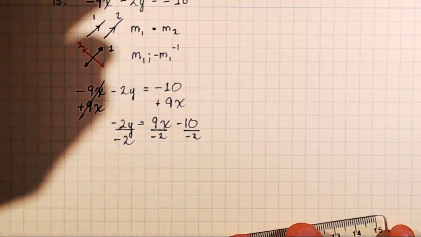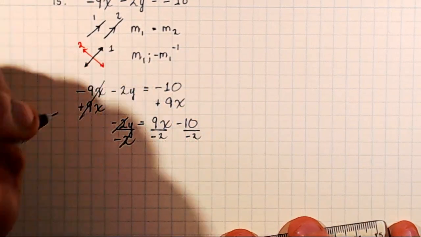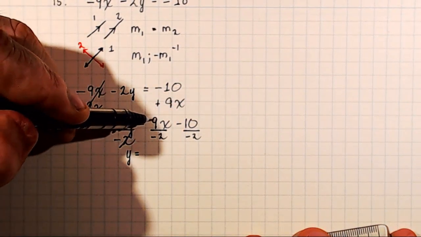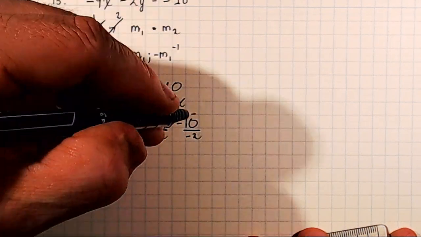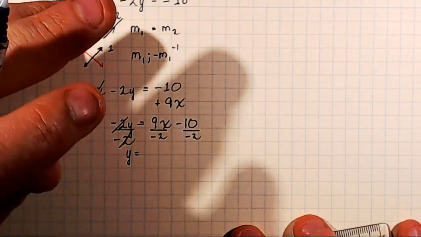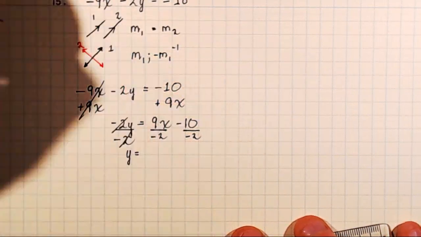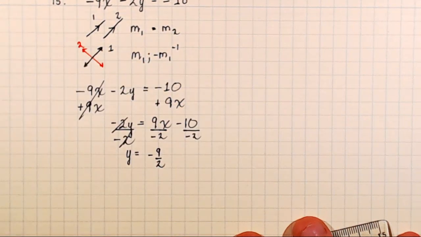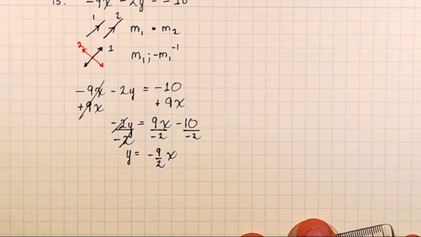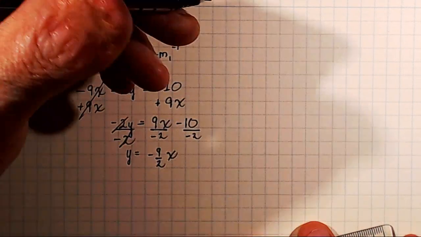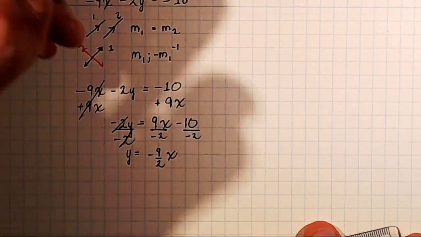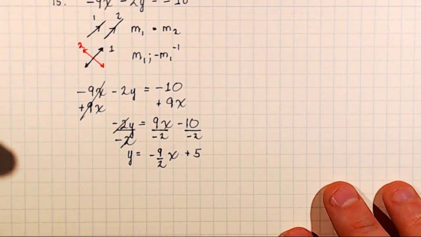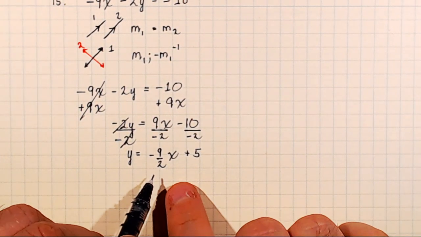So now the negative 2's on the left cancel, leaving y by itself. And I have y equals, now 9 over negative 2x is what we'll write. So the proper way to write this, instead of 9x divided by negative 2, is to write negative 9 halves x. Okay, we've already got our slope. And then we have negative 10 divided by negative 2 gives you positive 5.